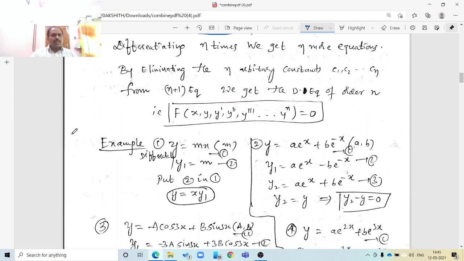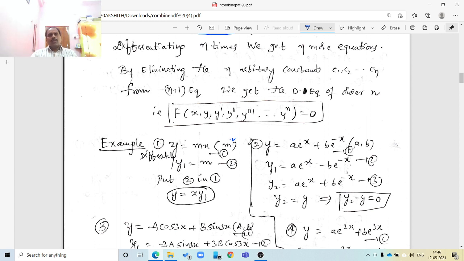You see here, you see the examples. So the first example is let y is equal to mx, where m is an arbitrary constant. We have only one arbitrary constant, so that is why you have to differentiate with respect to x only one time, that is y1 is equal to m. And by using these two equations we have to eliminate m. For that you have to substitute m in the first equation, then you will get y is equal to x y1. This is the differential equation. So it's very, very simple.